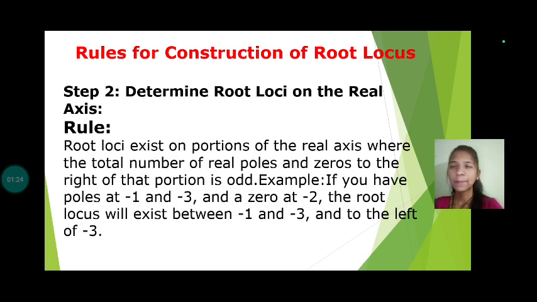Second step, determine the root locus on the real axis. Root locus exists on the portion of the real axis where the total number of zeros and poles to the right of the portion is odd. Example, if you have poles at -1 and -3 and a zero at -2, the root locus will exist between -1 and -2 and to the left of -3.